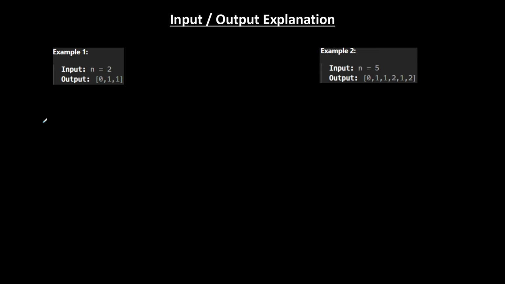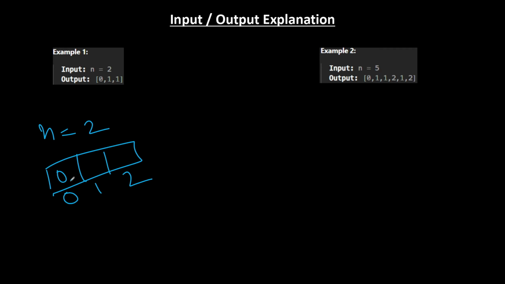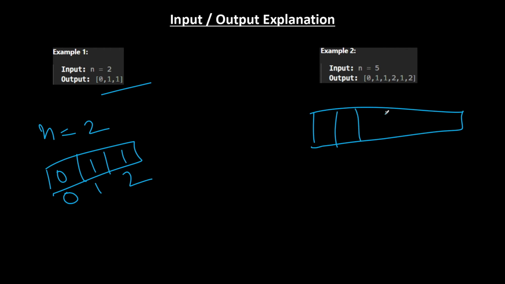Now let's understand the input output explanation. Here you could see n is 2, so n plus 1 means the array size would be 3, correct? How many ones are there in 0? 0. In 1? It's 1. In 2? 1, right? So this is what the output is. When n is 5, the array size will be 6. How many ones are there in 0? 0. 1 in 1, 1 in 2, 2 in 3. In 4, how many ones are there? 1. In 5, how many are there? 2, right? So this is the expected output. The input output explanation was pretty straightforward and easy. Now let's move to the next slide.